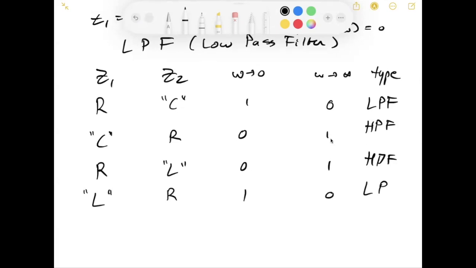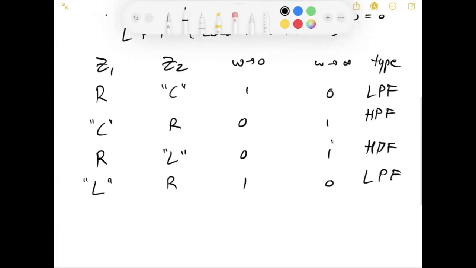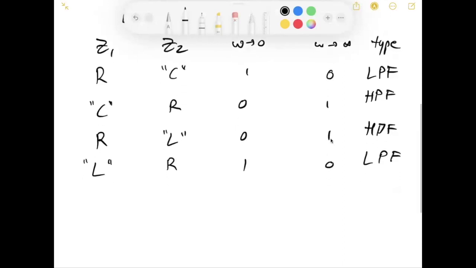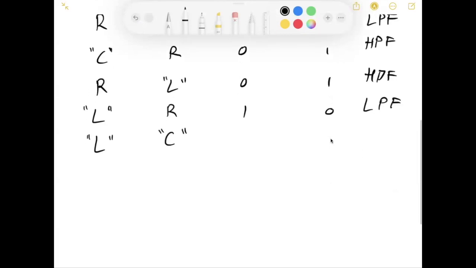This is a low pass filter. Okay. And then, of course, we also have both L and the C. Okay. That one deserves some extra calculation.